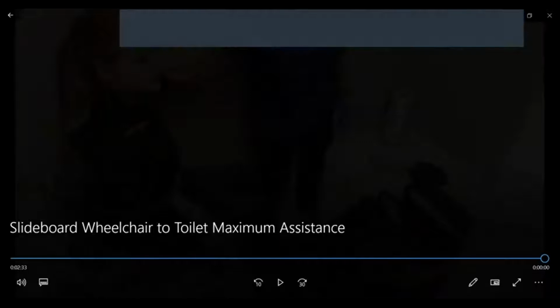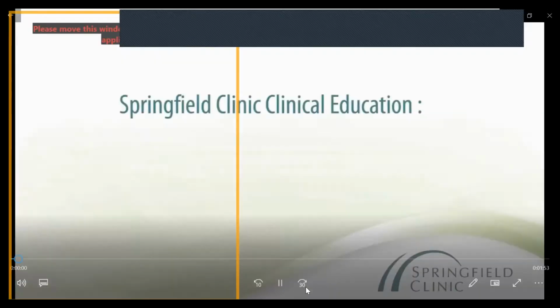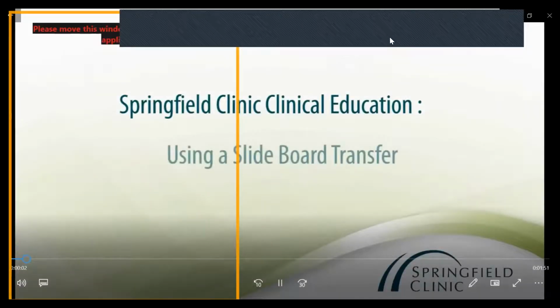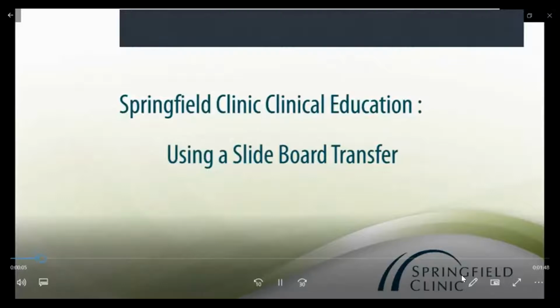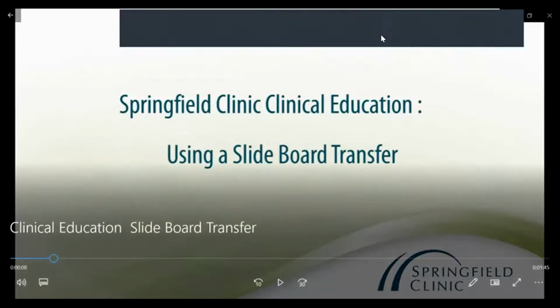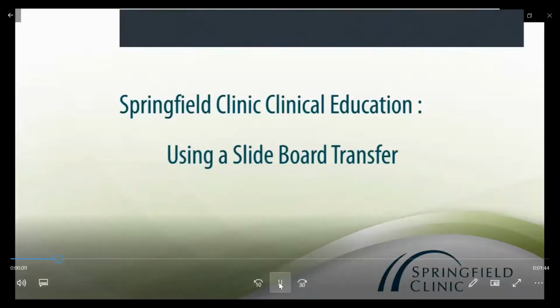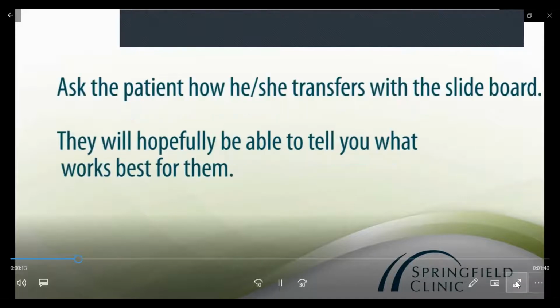Okay, one more sliding technique. Now I will show you how to properly transfer a patient using a slide board. This transfer can be used if the patient is not strong enough to stand, requires the use of a slide board due to paralysis, or is non-weight bearing due to a recent surgery or injury. Ask the patient how he or she usually transfers with the slide board. They will hopefully be able to tell you what works best for them.